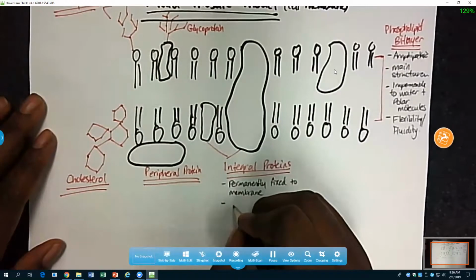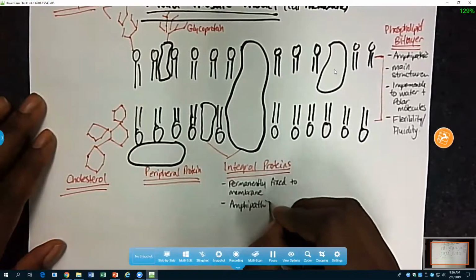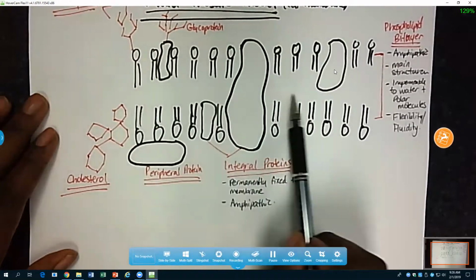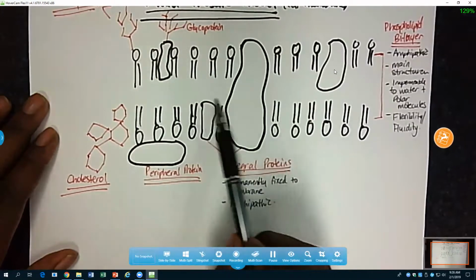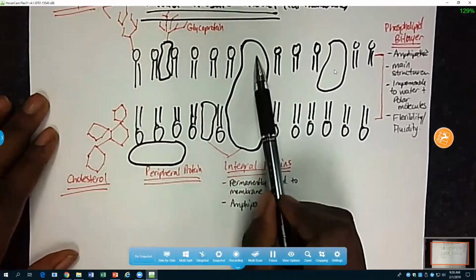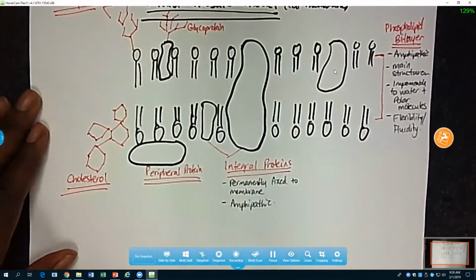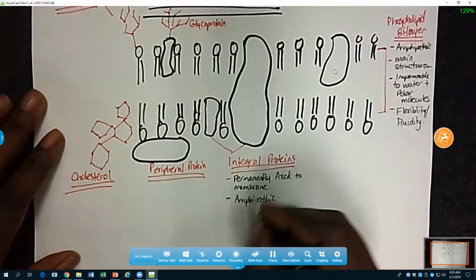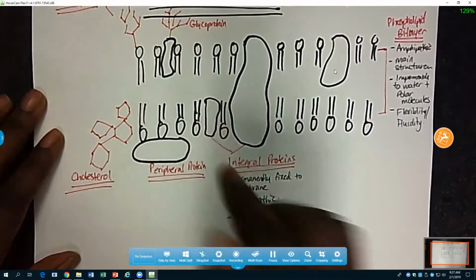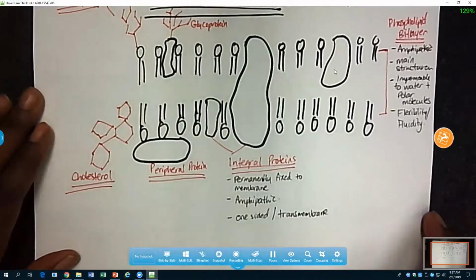Okay. So let's also make a note here that they are also amphipathic. Amphipathic. And they would have to be amphipathic, wouldn't they? They're interacting with the hydrophobic tails in the center here, as well as the hydrophilic heads of these phospholipids. So by nature, they are amphipathic. They have a polar region and a non-polar region. Alrighty. And as we mentioned before, they can either be one-sided, meaning they span one side of the membrane, or transmembrane. Okay.